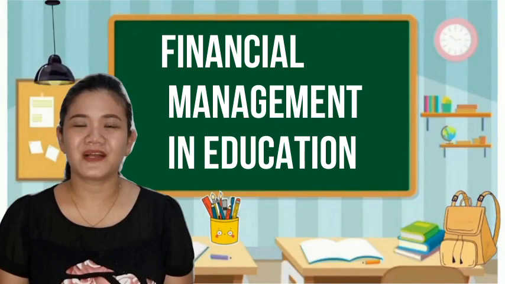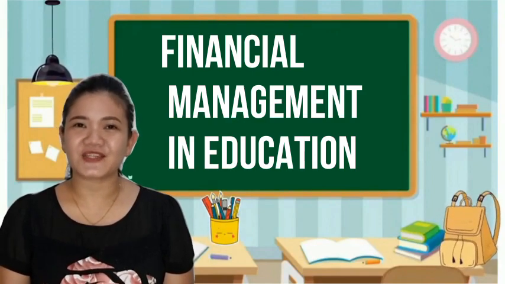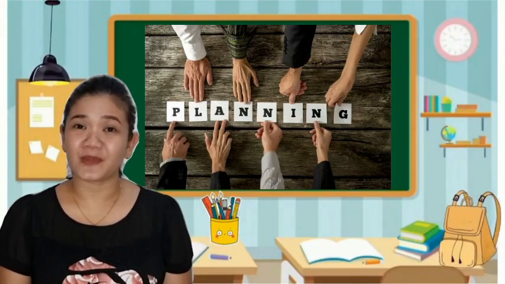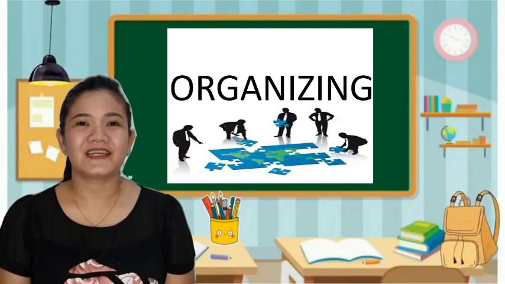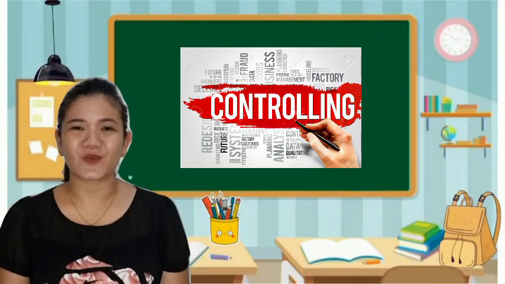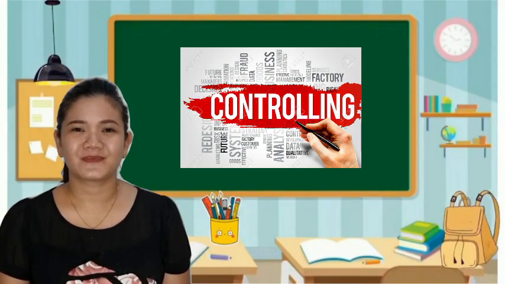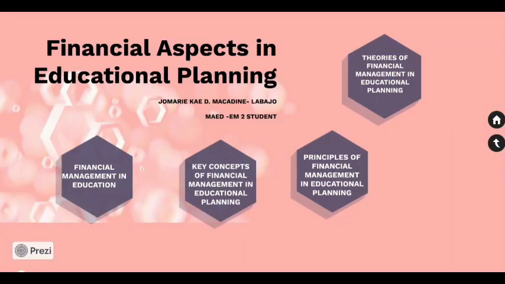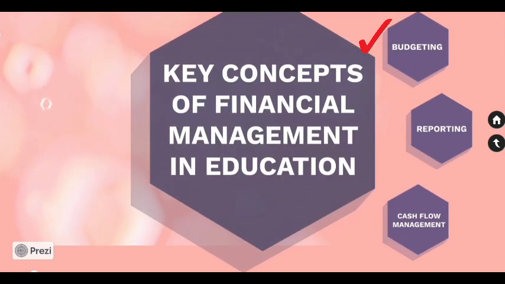To sum it up, financial management in education refers to the process of planning, organizing, directing, coordinating, and controlling financial resources. Next, let's talk about the key concepts of financial management and educational planning. We have three. First, budgeting. The second one, reporting. And the third one, cash flow management.